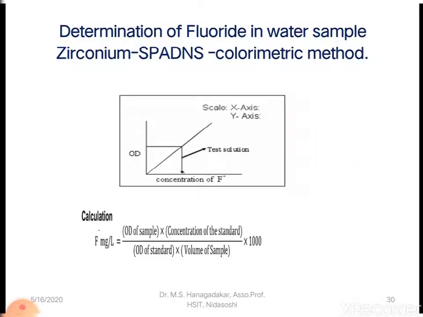Then how to calculate this? Calculation follows: fluoride in terms of milligram per liter. You should know that it is the OD of the sample of water into the standard concentration of one of the solutions, divided by the OD of the standard, divided by the volume of sample taken, multiplied by 1000. You are able to get the concentration of fluoride in the test sample.